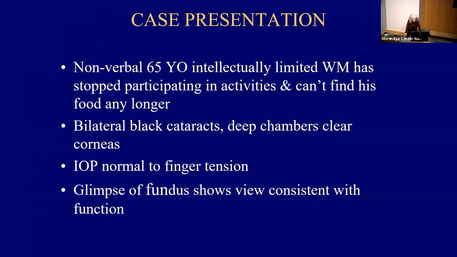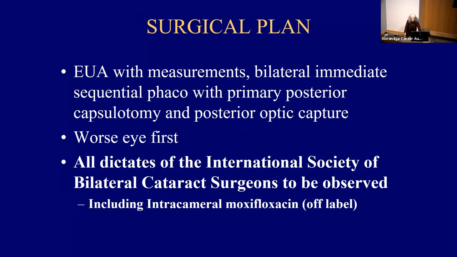And he's got black cataracts, and just the glimpse of the fundus shows us that, in fact, the view is consistent with his function. With some sweet talking, we can do a little finger tension, ballottement of the globe, so he's not extreme in his pressure in one direction or another. So what would be our plan?